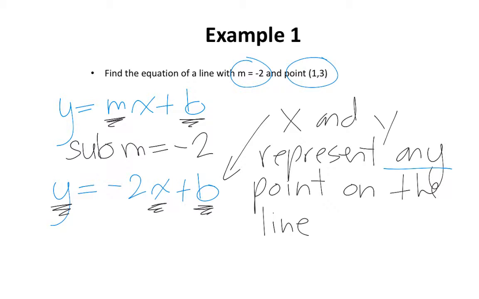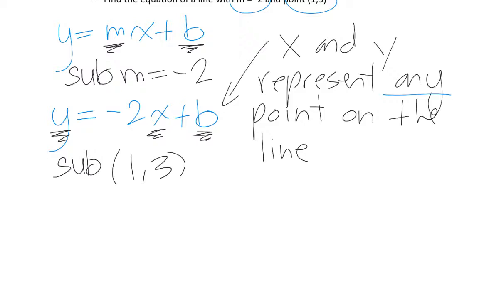If you look at our original question, we've been given a point on the line. So I'm going to take that point and substitute that into our existing equation. So I'm going to say sub (1, 3). Let's create a little bit more space for ourselves. If you recall, every coordinate is made up of an x-coordinate and a y-coordinate. Therefore, I'm going to substitute in 3 as my y, and I'm going to substitute 1 in as my x.